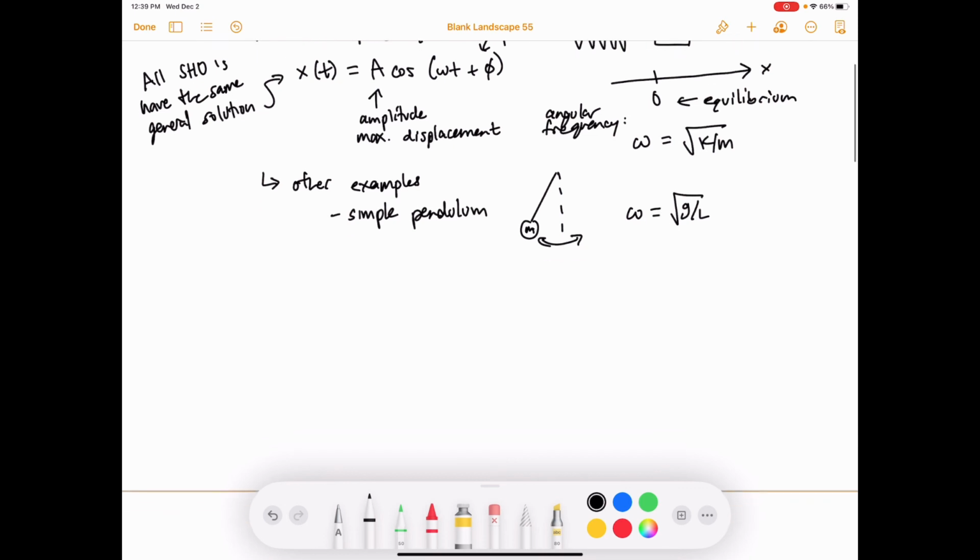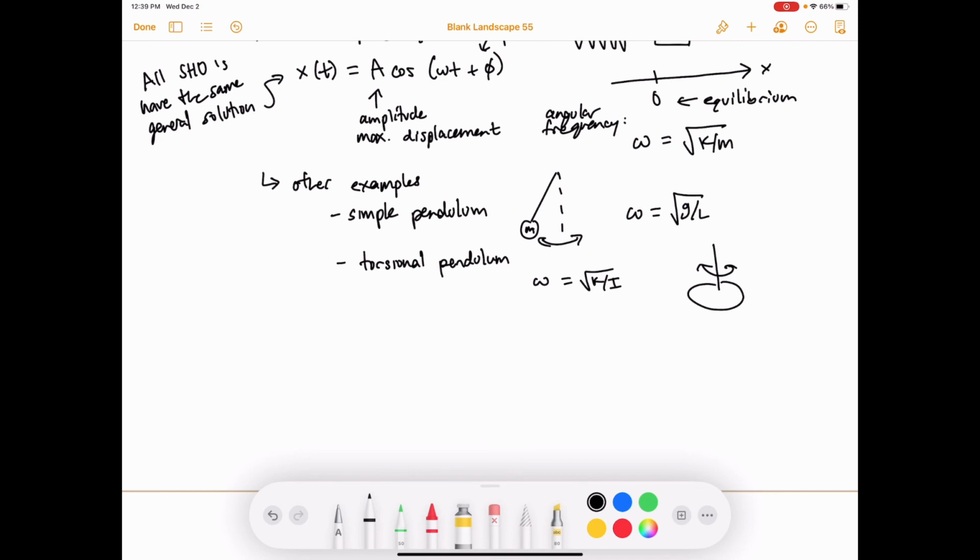Another example we saw was called a torsional pendulum, which consists of a twisting wire. And for a torsional pendulum, omega is given by the square root of k divided by I. So here's the torsional pendulum, just a twisting wire, which is connected to some kind of mass, and the wire twists back and forth. Again, that's just another simple harmonic oscillator.